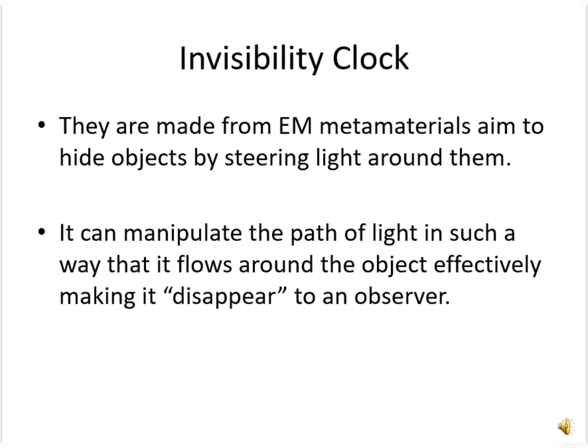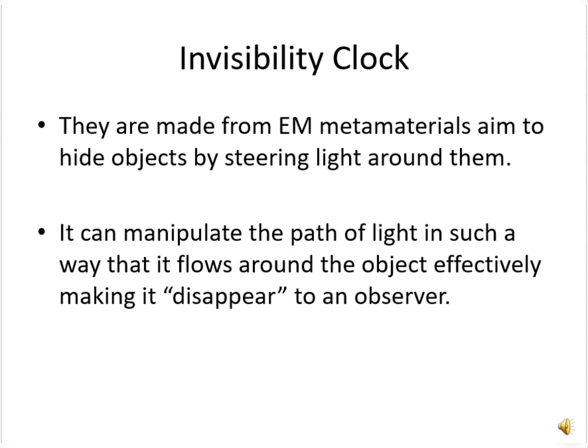Now, let's talk about invisibility cloaks. These are made from electromagnetic metamaterials, aimed to hide objects by steering light around them. Normally, when light hits an object, it is reflected, scattered, or absorbed, making the object visible. But metamaterials can manipulate the path of light in such a way that it flows around the object, effectively making it disappear to an observer.